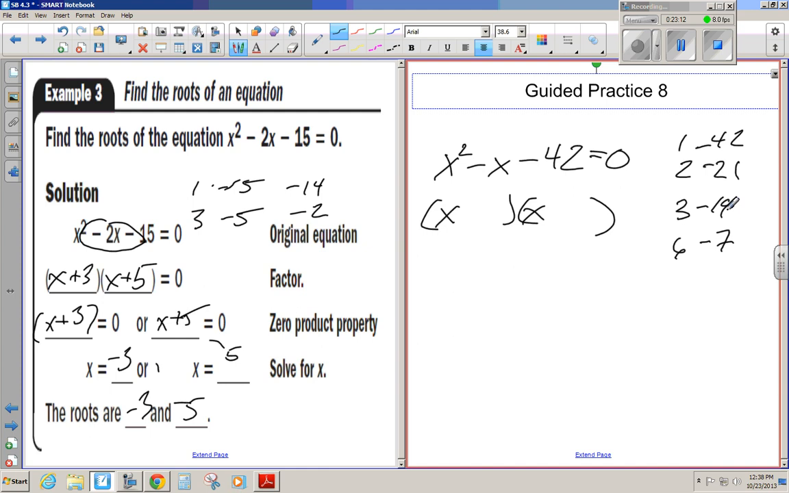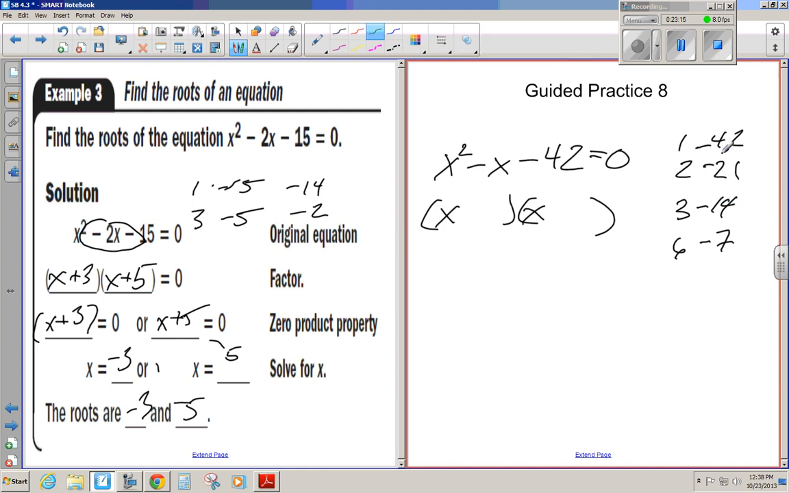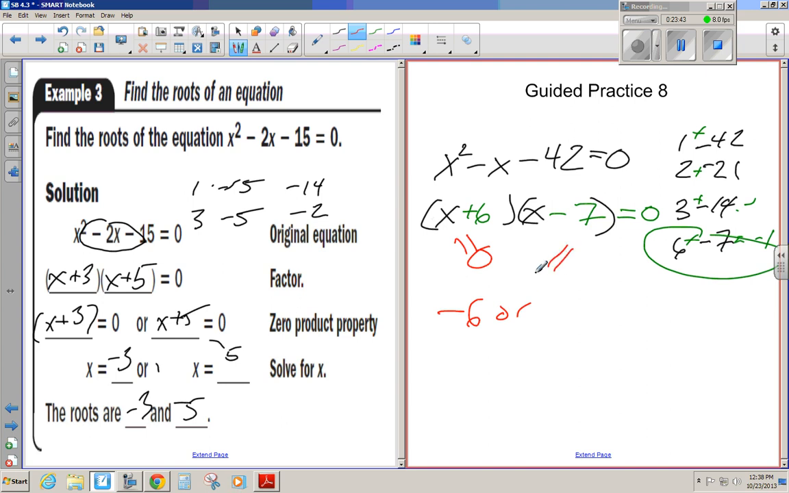That's pretty much it. So which one of these, when added together, and you can do a lot of this in your head, but which one when added together gives you negative 1? And you should hopefully see right away that 6 and negative 7 give you the correct factored form. Since this is equal to 0, you say what makes this parenthesis equal to 0? What makes this parenthesis equal to 0? Negative 6 or 7.